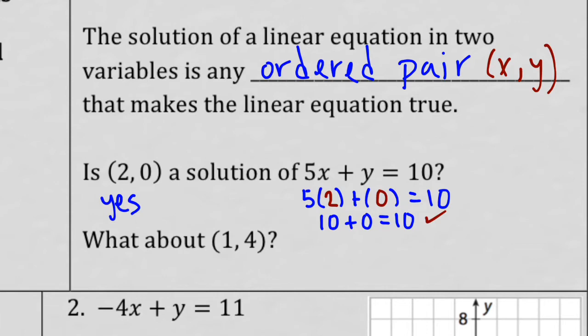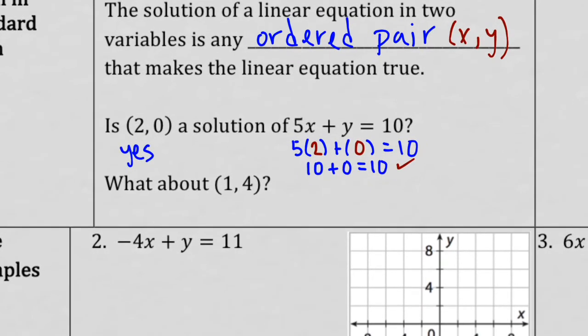Is there only one solution? No, there could be more. Like, for example, let's test (1, 4). Maybe it is a solution, maybe it's not. So I'm going to do the same thing. I'm going to take my equation and write 5x, but instead of x, I left empty parentheses, plus y equals 10. So I left empty parentheses for x and for y. We're going to plug in x, which is 1, and y, which is 4.